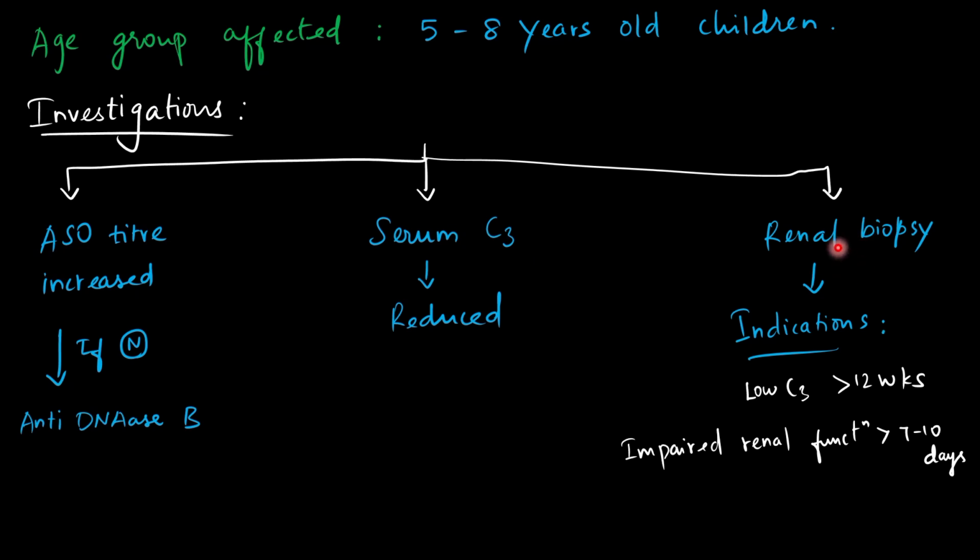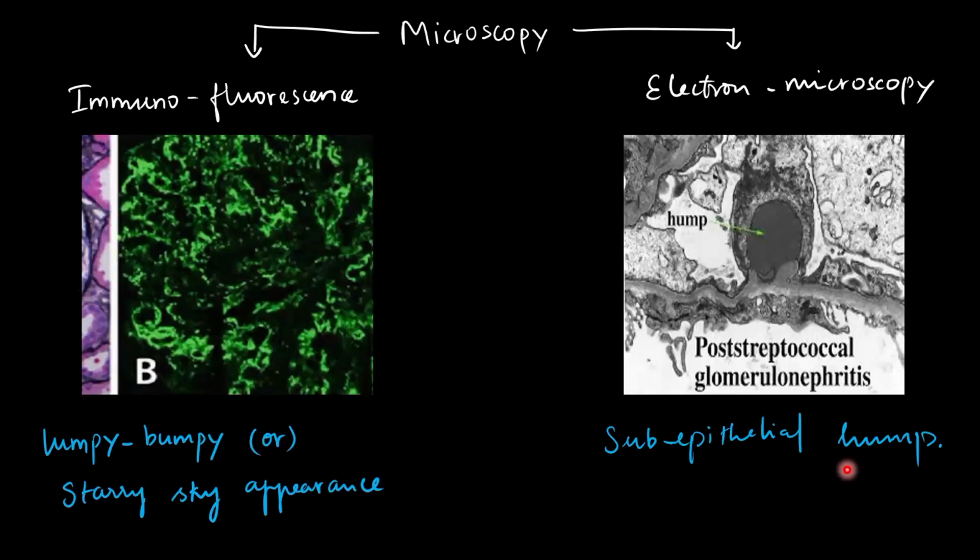It is usually indicated if there is a low C3 level for more than 12 weeks, or if there is impaired renal function for more than 7 to 10 days. In that case only we will need renal biopsy. Otherwise, renal biopsy is not needed in case of PSGN. And we can diagnose post-streptococcal glomerulonephritis with microscopic findings. In immunofluorescence, it will characteristically appear as a lumpy, bumpy or starry sky appearance.